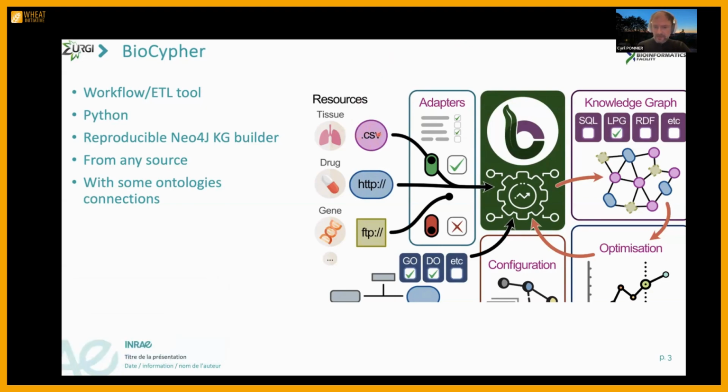You can use a CSV file, you can connect to HTTP, in fact, whatever source that is connectable using Python. And this is why the language is important. There are also some ontology connections which are important and not necessarily that important, as you will see.